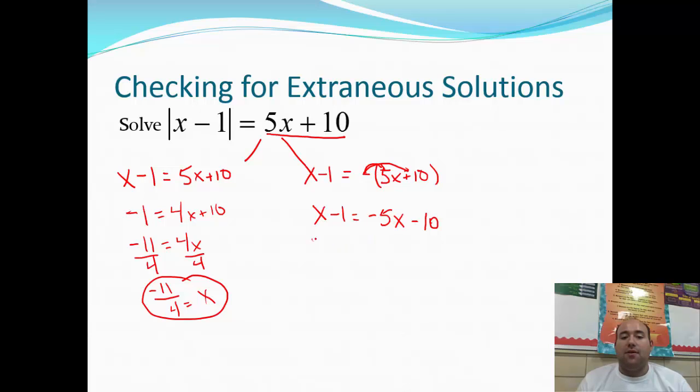All right, now I'll bring the 5x over to the left. I'm skipping steps to save time. I'm going to add 1, and I get negative 9. Divide by negative 3, and I get negative 3 over 2.